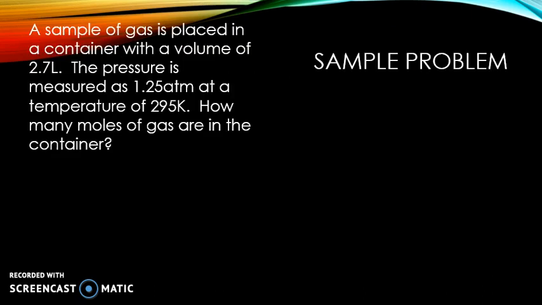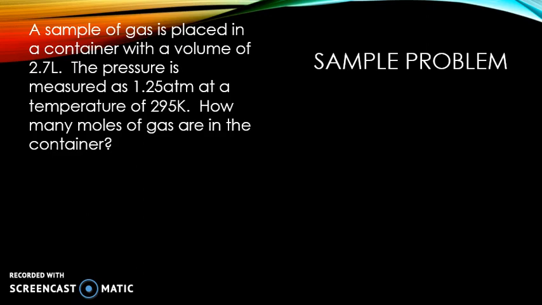Here's sample problem number 1. A sample of a gas is placed in a container with a volume of 2.7 liters. The pressure is measured at 1.25 atm at a temperature of 295 Kelvin. How many moles of gas are in the container?